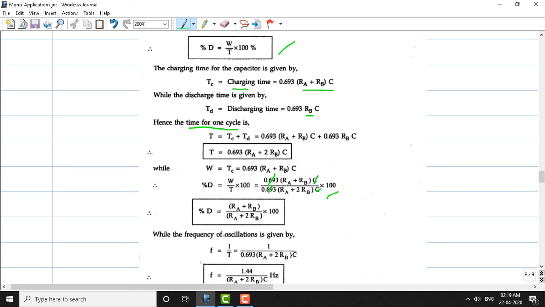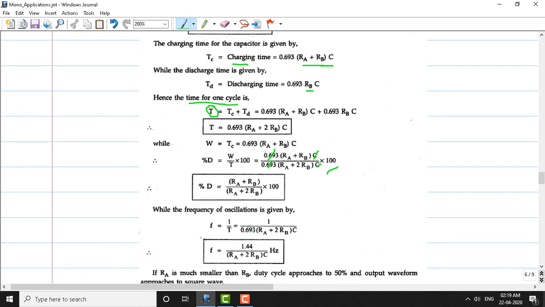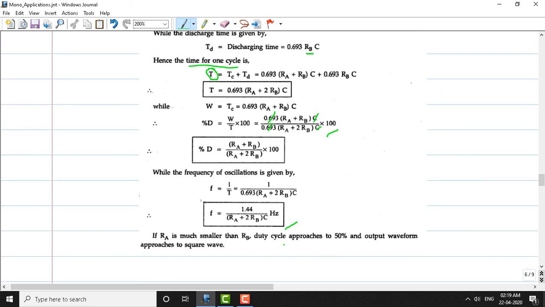We can also calculate the frequency of oscillation here. If f is equal to 1 by T, that is 1 by 0.693 into Ra plus 2Rb into C. If you take the reciprocal of 0.693, it comes to the value of 1.44. So f is 1.44 divided by Ra plus 2Rb into C. This is the expression for the frequency of oscillations. At what rate the oscillations are produced can be calculated by this expression. F is equal to 1.44 divided by Ra plus 2Rb into C, which is in hertz.